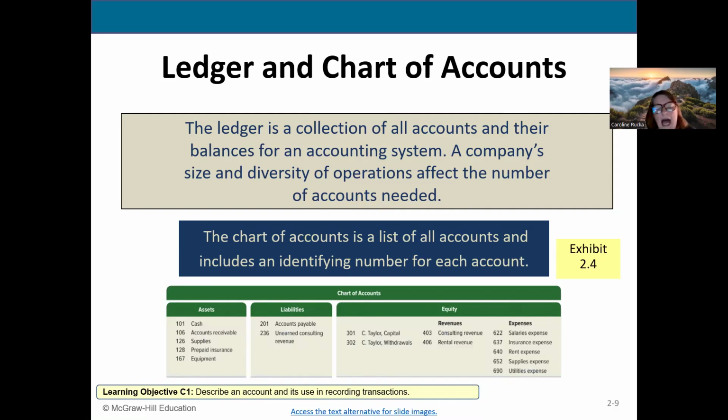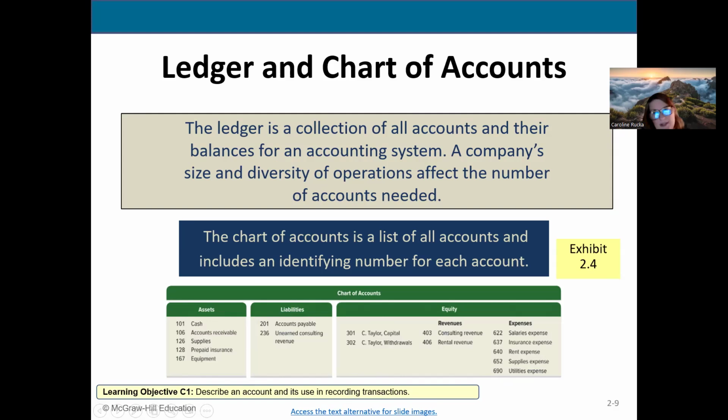Our ledger is a collection of all the accounts and their balances, which I said earlier. Depending on how large your company is, it will have more or fewer accounts, right? Also, depending on the type of business that they do. Here are a few of the types of accounts that you might experience and the numbering convention.